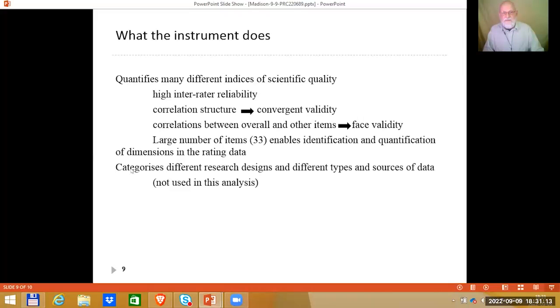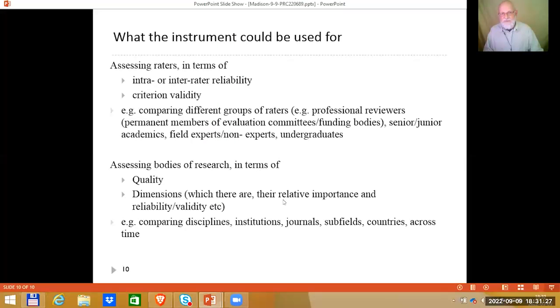And being able to look at dimensions in the data also makes it possible to perhaps categorize different research designs or different types and sources of data. But we didn't use that in this analysis.